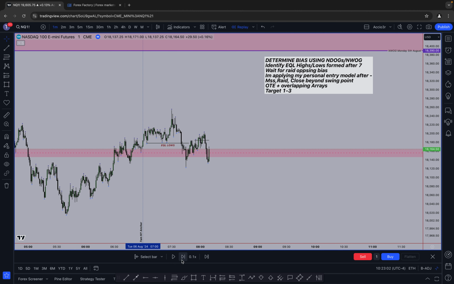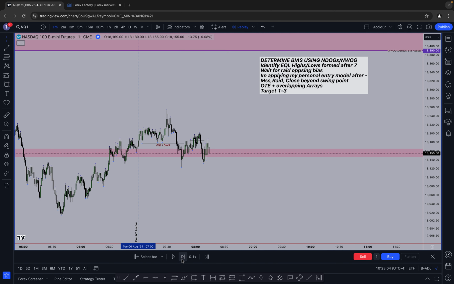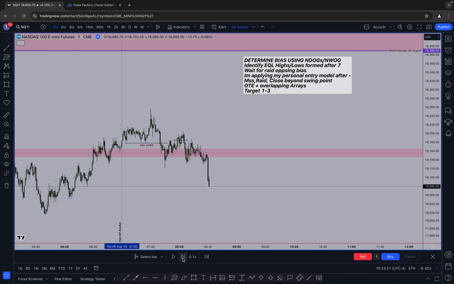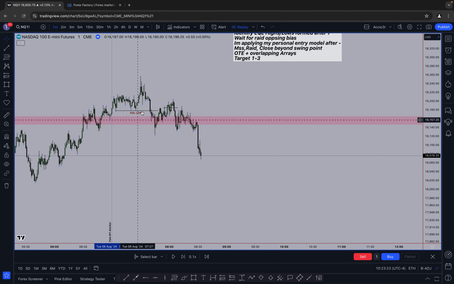Okay. So now, as you can see, we've got a raid here, and we've closed above this swing high, but I do not like the way we've left equal lows here, so I'm not going to be entertaining this trade idea. Okay, so now I'm going to move this line over here.